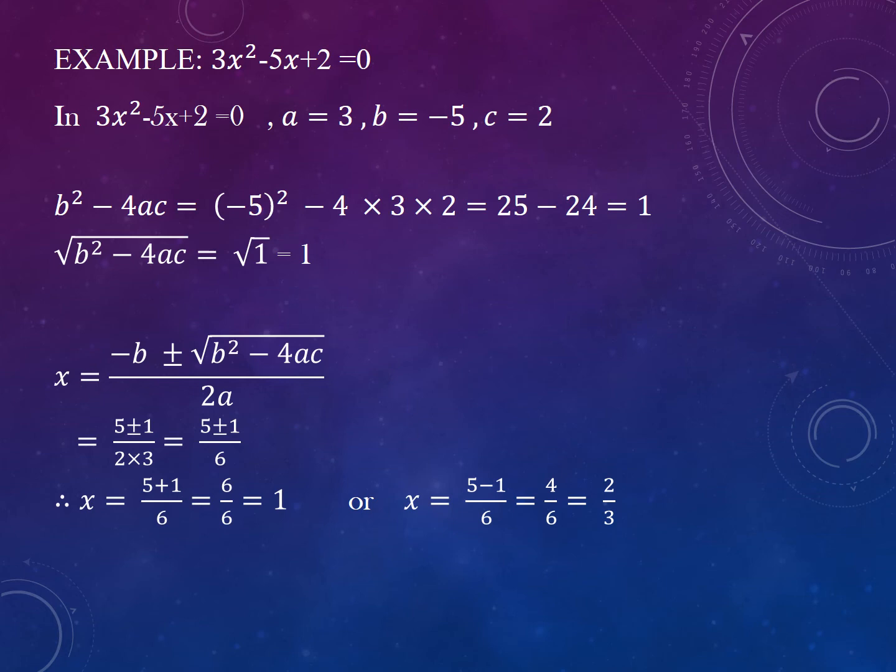For finding the values, first we take plus. Therefore, x = (5 + 1)/6, which is equal to 6/6, which is equal to 1. Or the second value, x = (5 - 1)/6, which is equal to 4/6, reducing, which becomes 2/3. Therefore, the roots are 1 and 2/3.